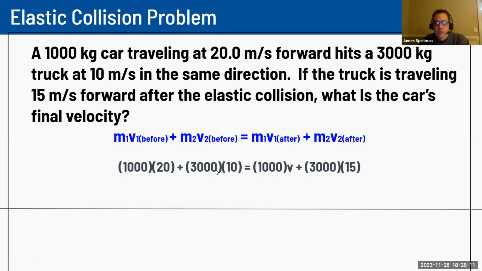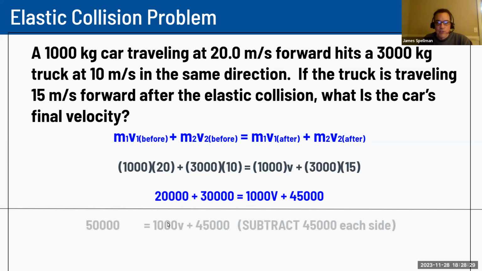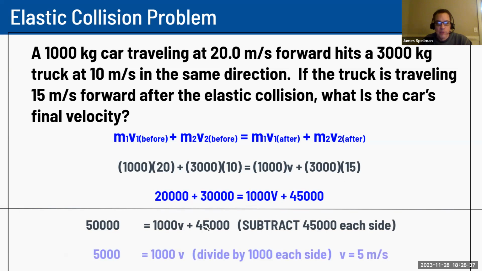So at this point, it just becomes an algebra problem now that we've got everything plugged in. So we're trying to get V by itself. So we need to combine some things. So 1,000 times 20 is 20,000. 3,000 times 10 is 30,000. And then 3,000 times 15 is 45,000. Again, trying to get V by itself so we can combine some things. So if I combine the 20,000 and 30,000, I get 50,000. I then need to subtract off the 45,000 from both sides.